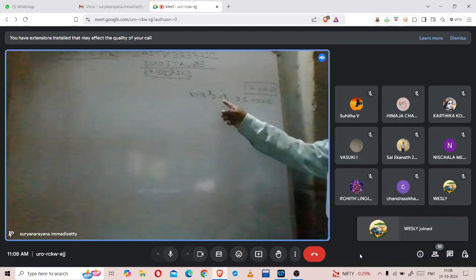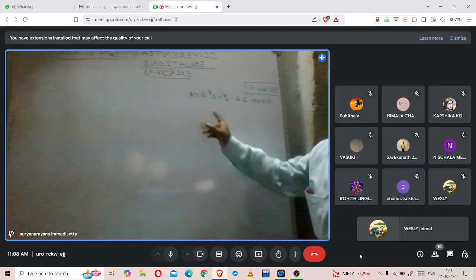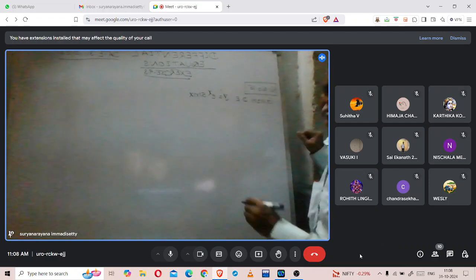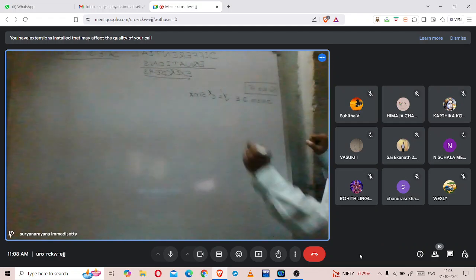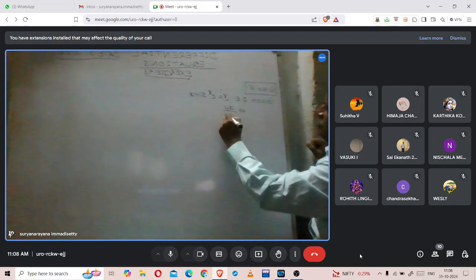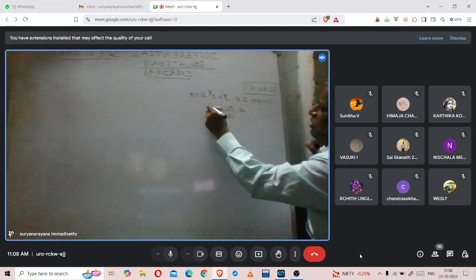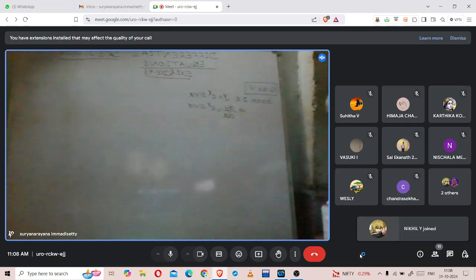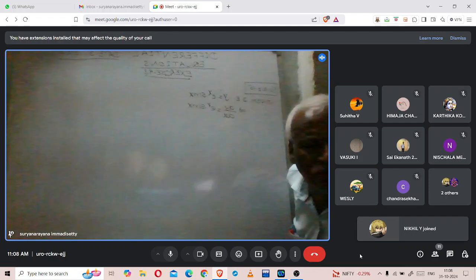Okay. Now, first we have to solve this differential equation by separating the variables. Y dash means dy by dx only. So dy by dx is equal to e power x into sin x. Y dash means dy by dx only. Yes or no?